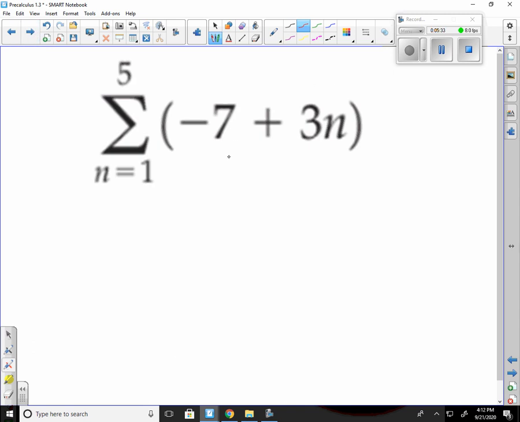So I have this sequence, -7 plus 3n, and this is the explicit form really of my sequence. And then I'm going to start with the first term and end with the fifth term. Before I can do that, I have to find what each term is. So n equals 1.